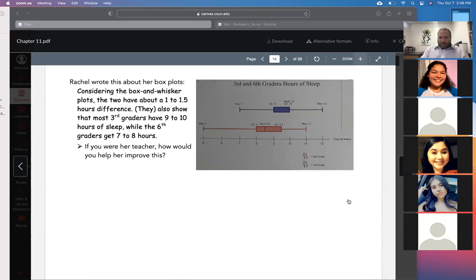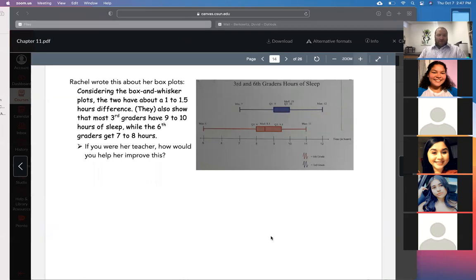Someone chatted something. Yeah, must be nice, exactly. In 6th grade, minimum is 5. Oh, come on, kids, too early for that. Q1 equals 8, median 8.5, Q3 9.5, maximum 11. So consider the 2 box and whisker plots.